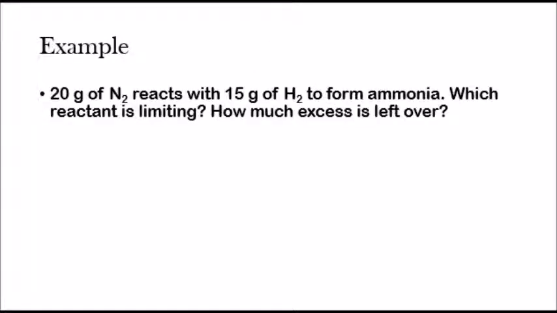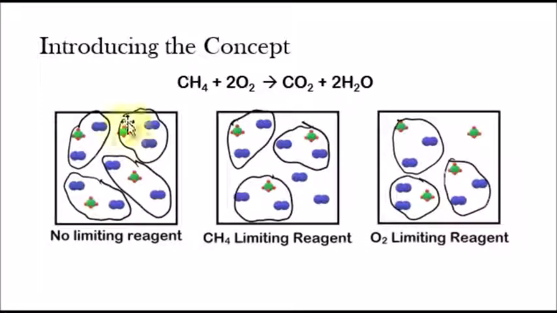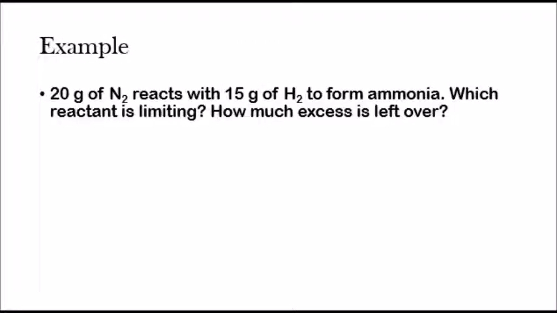Now, sometimes you're not going to just draw these little circles and identify the limiting reagent. It will ask you that sometimes on the AP Chemistry test, but you might also get something like this. Let's look at this problem. 20 grams of N2 reacts with 15 grams of H2 to form ammonia. Which reactant is limiting and how much excess is left over?